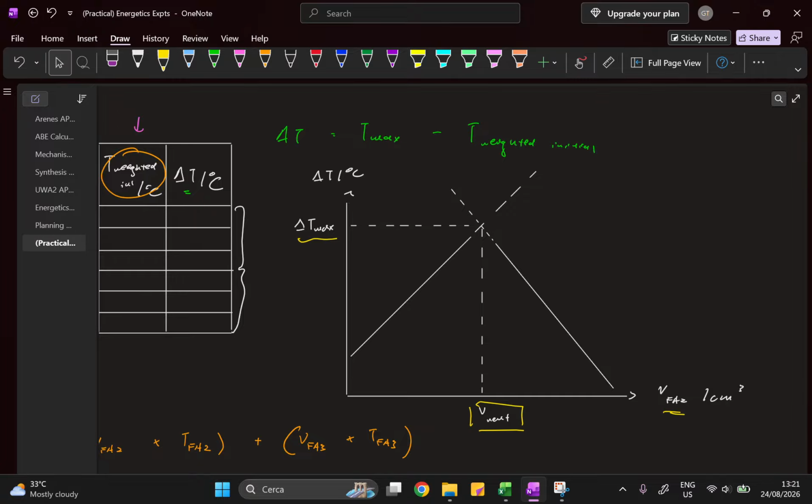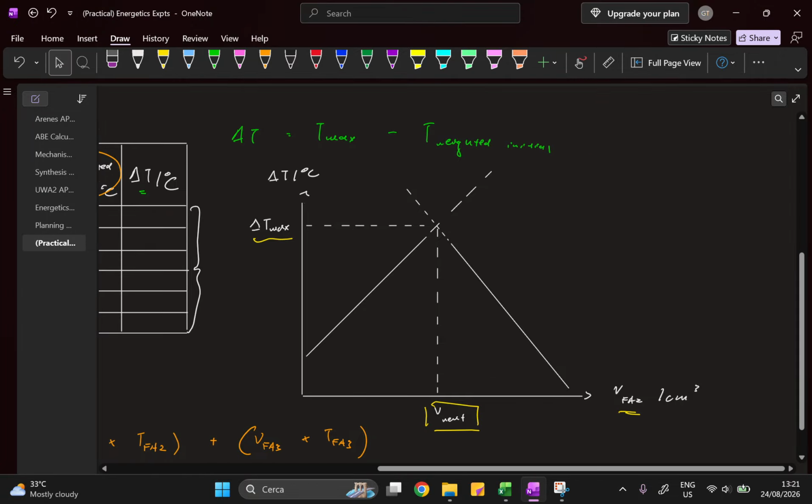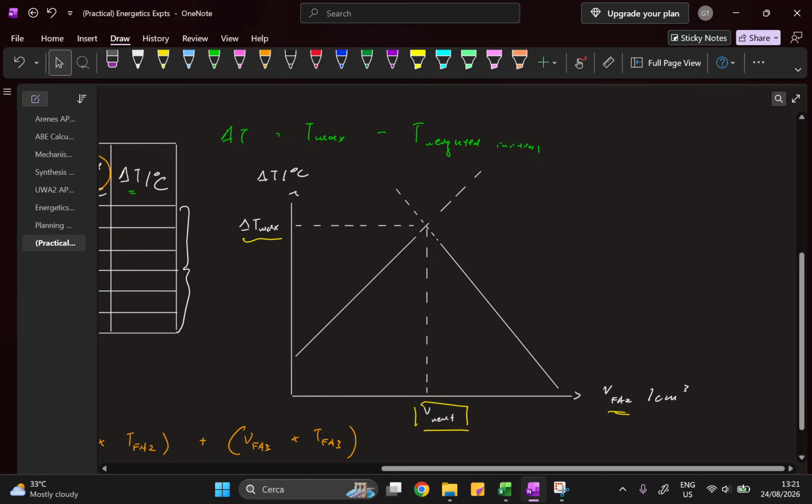going to be the volume of FA2 that's needed to neutralize. So in this case, I assume that FA2 is the solution of known concentration. Actually, they can give you FA2 of known concentration, FA3 of unknown concentration, or the other way around.